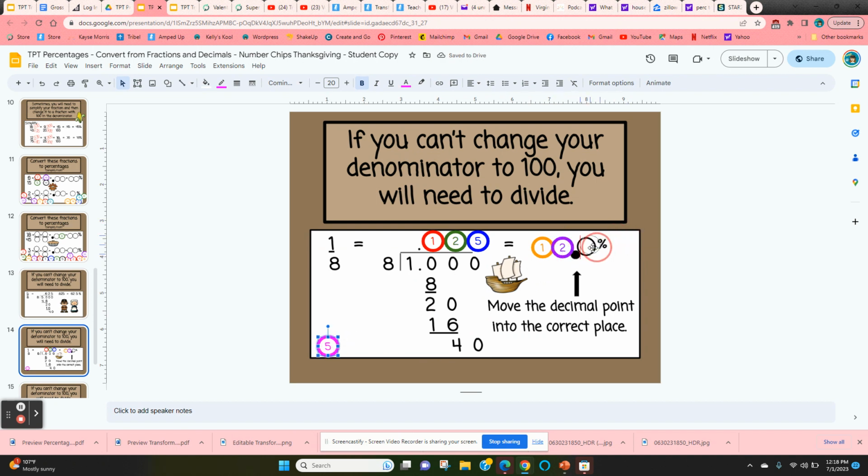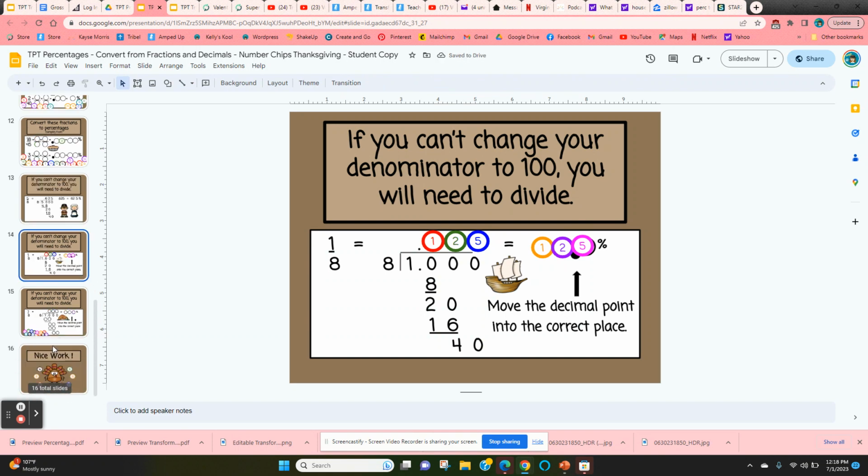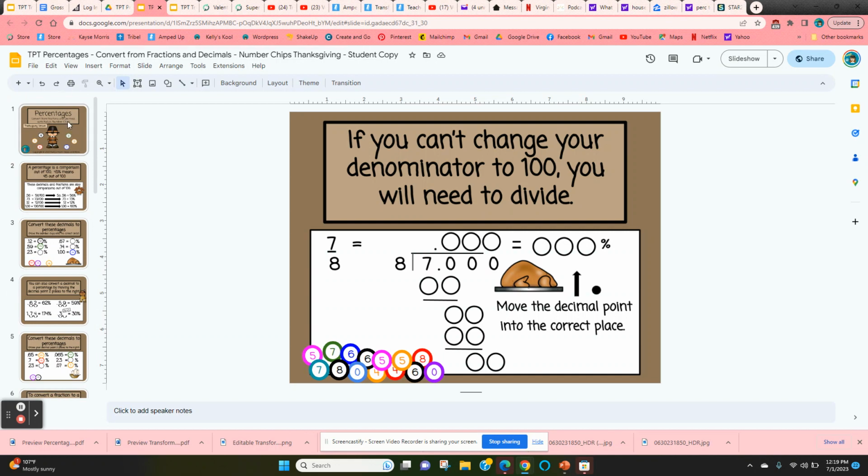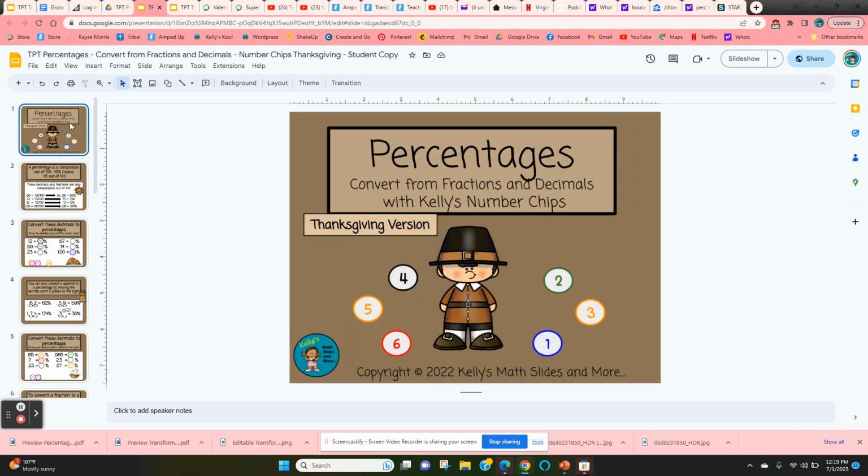Now the last slide, they're going to do the entire problem on their own. So it's a little bit more of a challenge. They have number chips for every single number when they divide. And again, at the end, they need to move that decimal point into the correct place. So that is percentages changing from fractions and decimals, the Thanksgiving version.